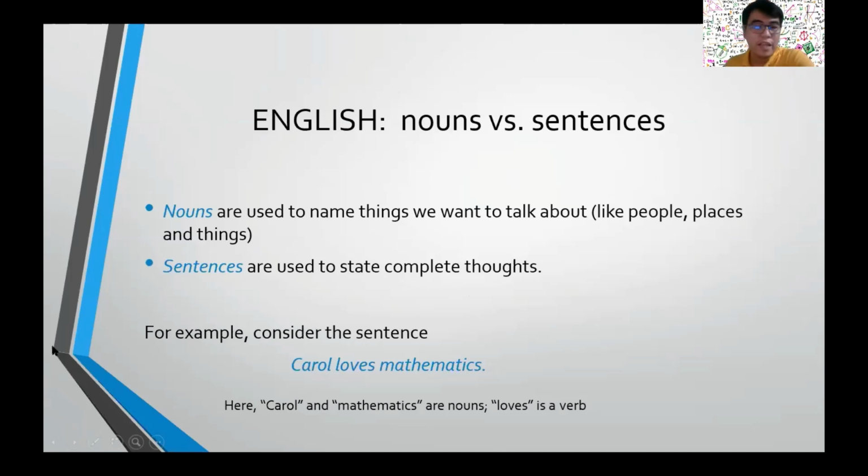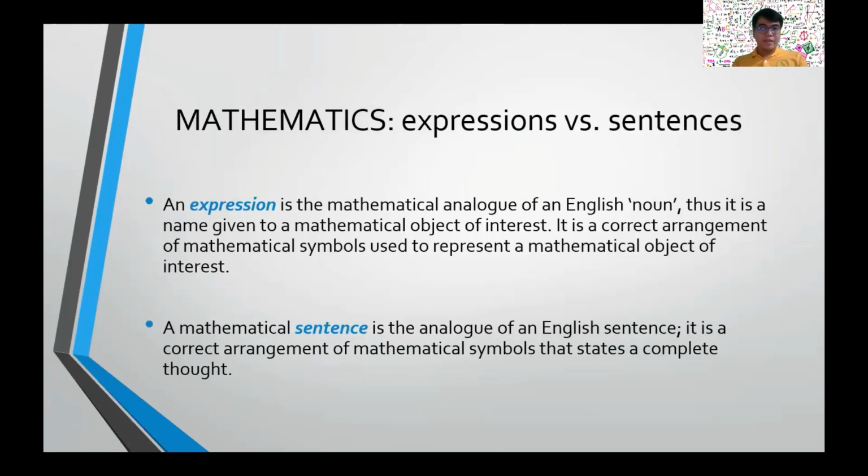For example, consider the sentence, Carol loves mathematics. Carol is a noun, right? And Carol loves mathematics is the sentence. Although Carol and mathematics actually are the nouns, and loves is a verb. So here in the sentence, we have two nouns and one verb. This is how English constructs its sentences. In math, we could say that it's no longer nouns and sentences, but expressions and sentences.